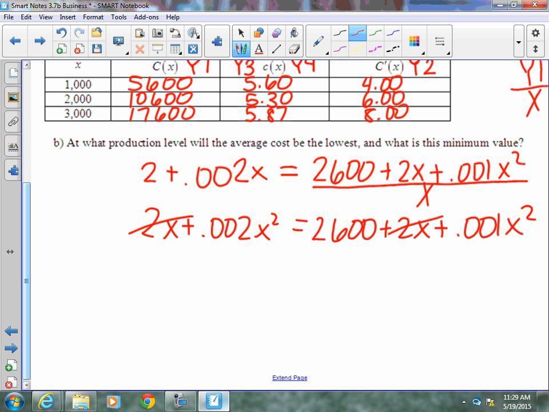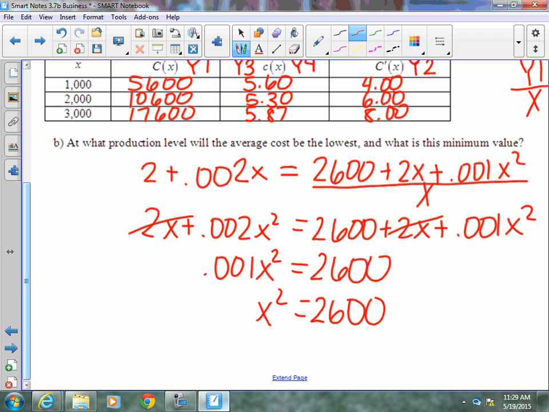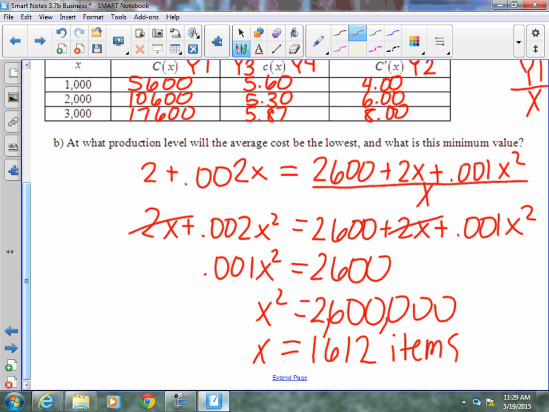We can subtract the 0.001x to get 0.001x squared equals 2,600. x squared equals 2,600,000, which means x, when we square root, is 1,612 items. So that is the production level.